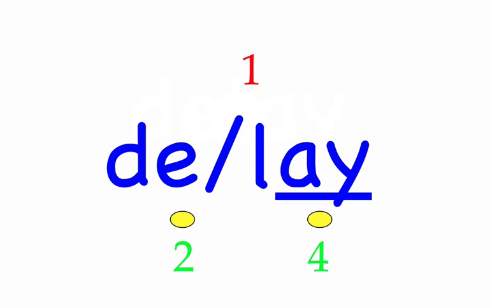Prepare. We will prepare the meal. Prepare. Pre has three sounds: P, R, E. Pare has three sounds: P, A, R. Prepare. Mark the word.